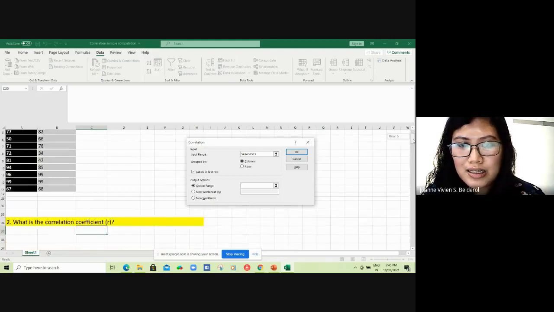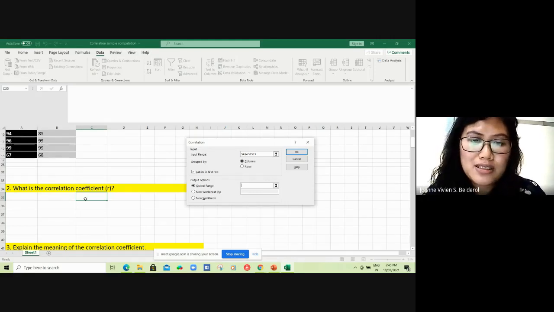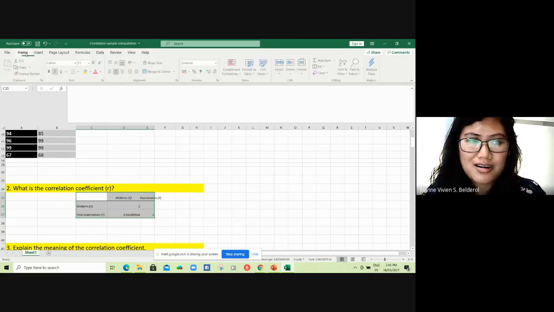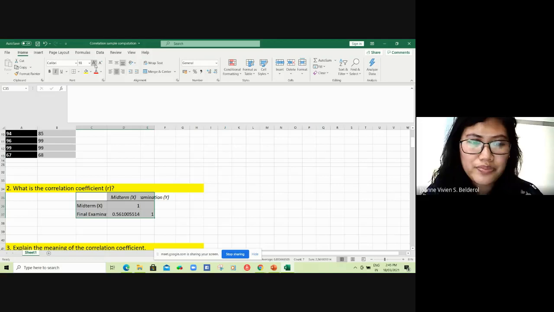Then you select a vacant Excel cell where you want the computer output to appear. So let's say I don't want it to show there, so I will click this one, and then click here. Then you click OK. And notice that it has computed your R. See? Magic. What you did was compute manually.